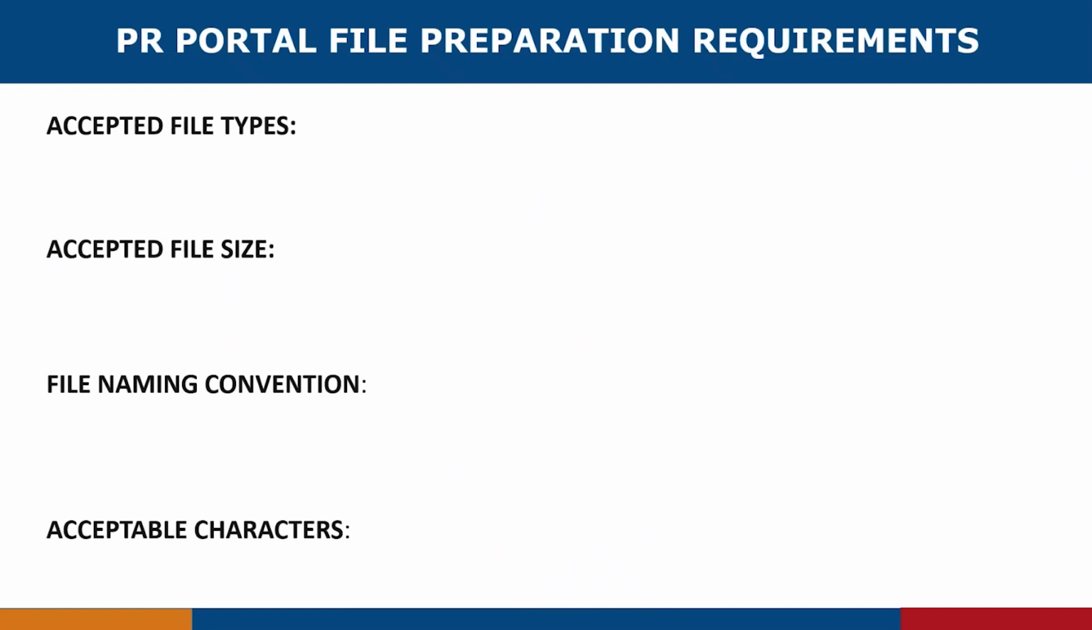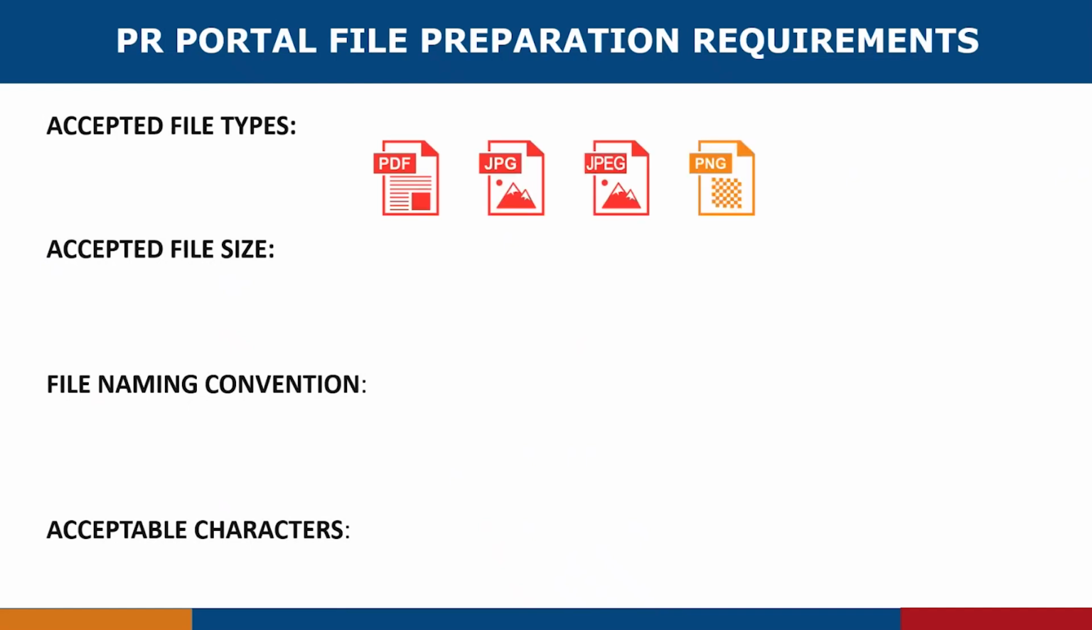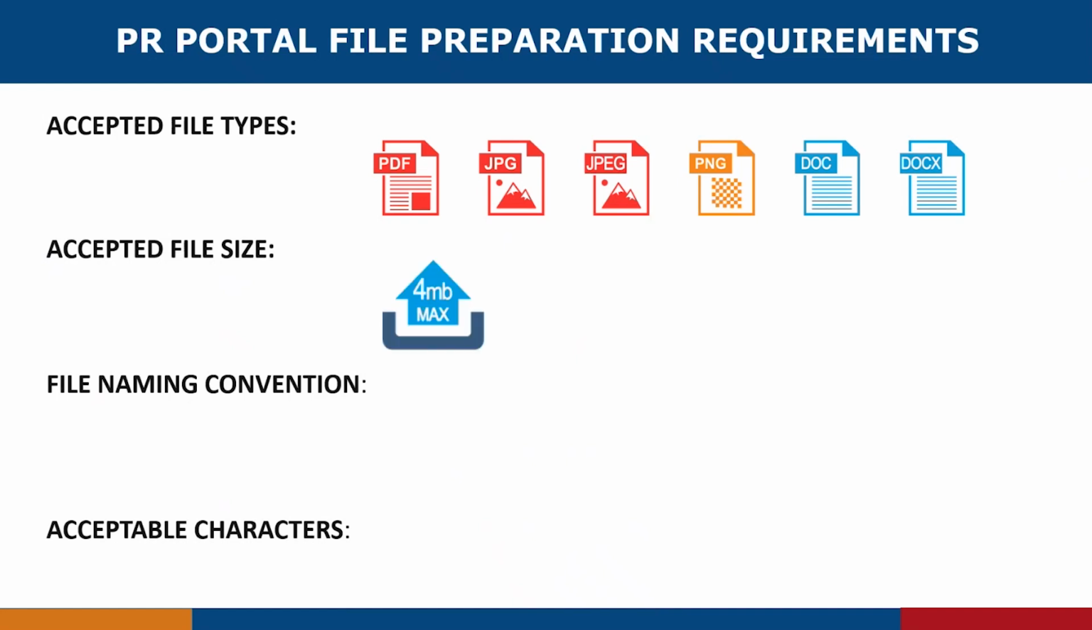The types of files that are acceptable for uploading are PDF files or image files such as JPEG, JPG, or PNG, or document file types such as DOC or DOCX. The maximum size a file can be is 4 megabytes.